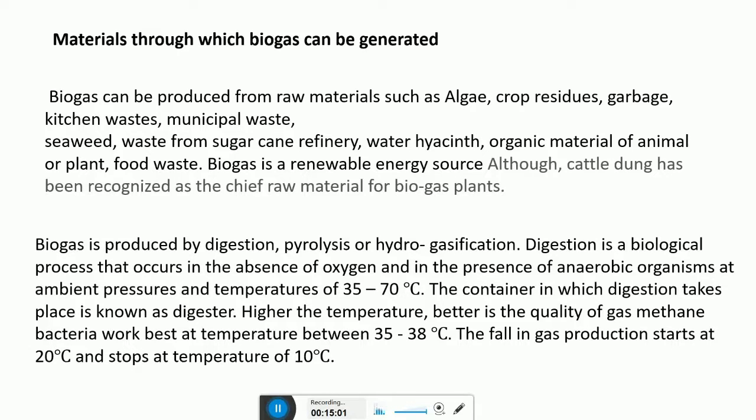The higher the temperature, the better is the quality of gas, which is methane gas. The gas production starts at 20 degrees Celsius and stops at a temperature of 10 degrees Celsius.